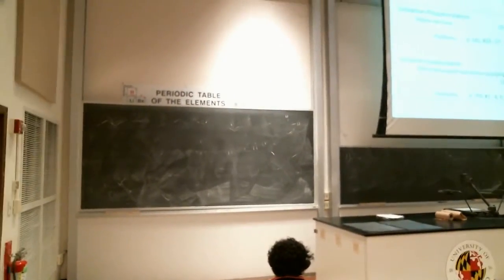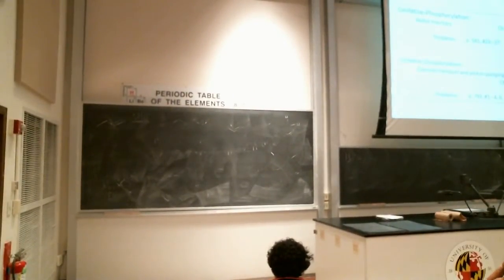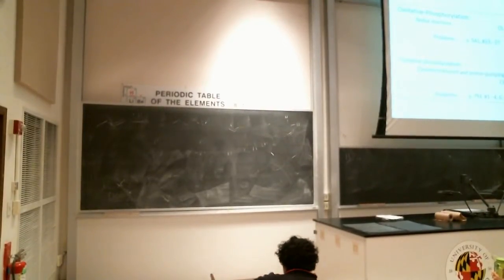Which is oxidative phosphorylation in chapter 19. But before that, I'm going to review a little bit about redox reactions and reduction potentials.